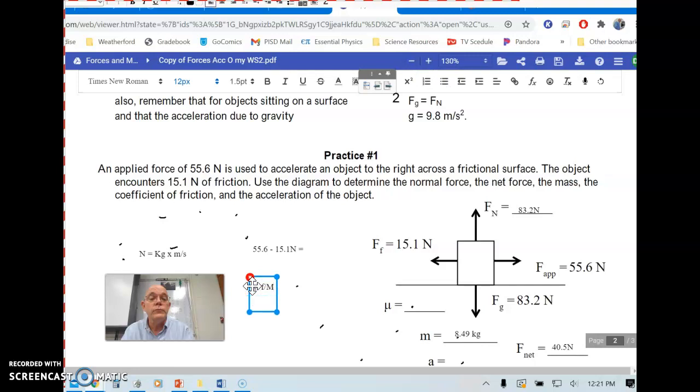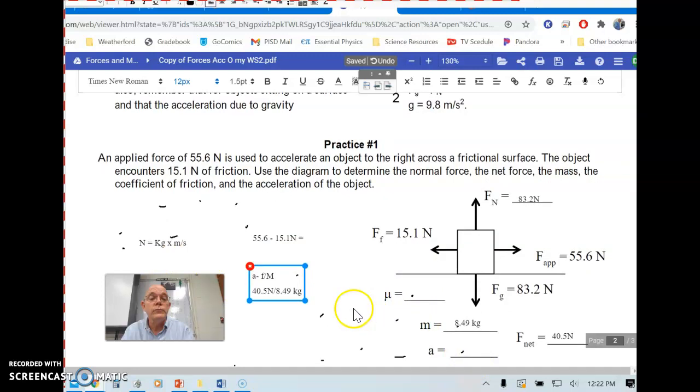And so if we do that, it's equal to 40.5 newtons divided by the mass, which is 8.49 kilograms. Now, remembering that newtons is equal to kilograms times meters per second squared, we would divide by kilograms. That's going to get rid of that, and our answer will be in meters per second squared, which is what acceleration is measured in, so that's good.